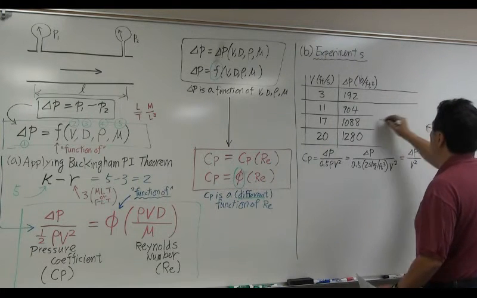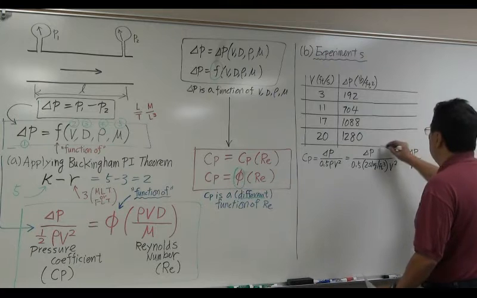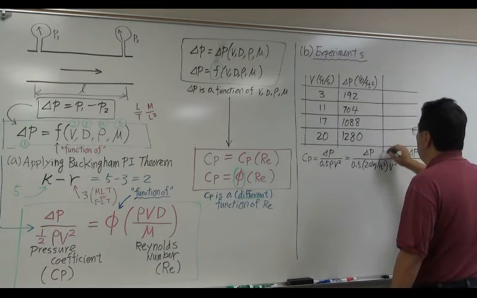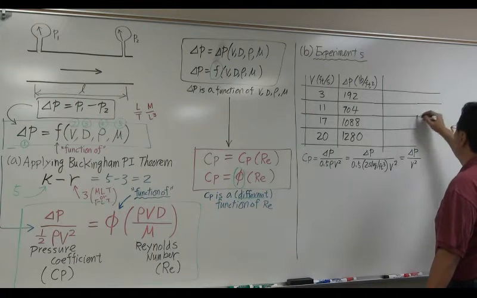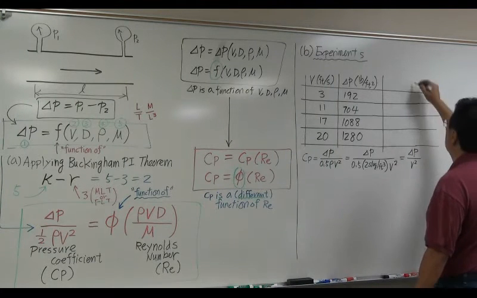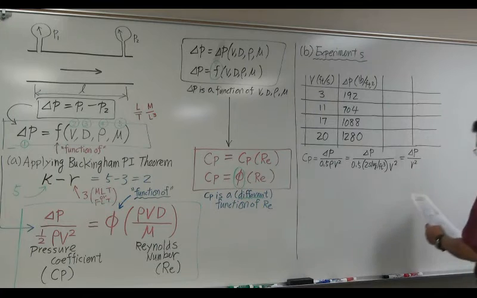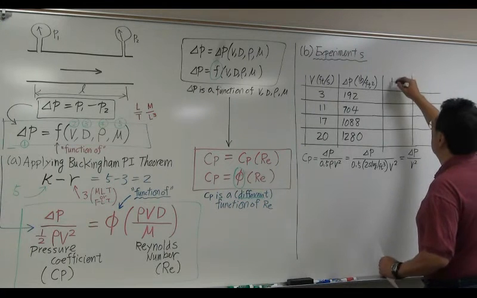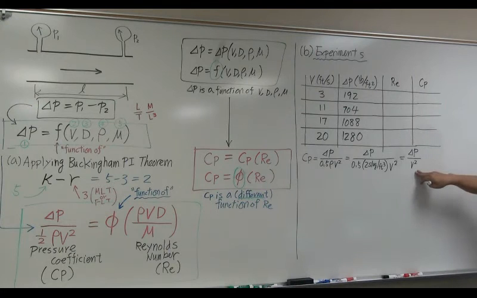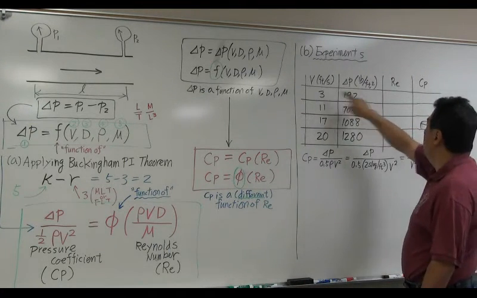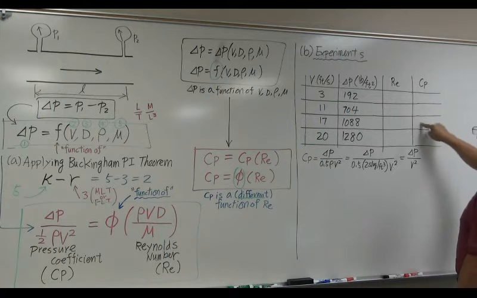So you can actually add some more of the data to this table. This is a raw result. These are the calculated results you're going to add. So based on this equation, for a given delta P and V, you can determine Cp.